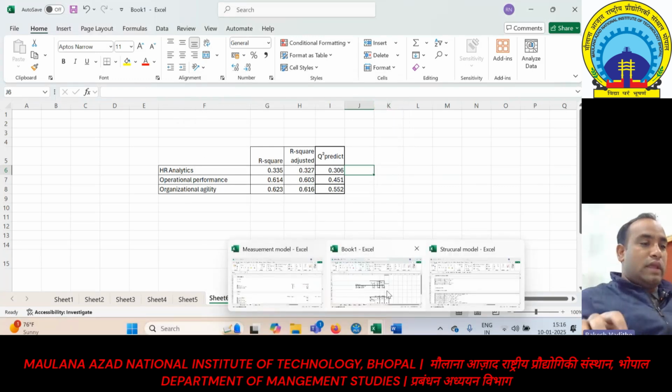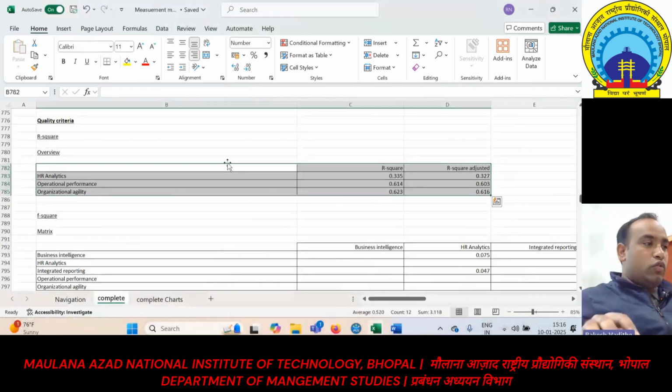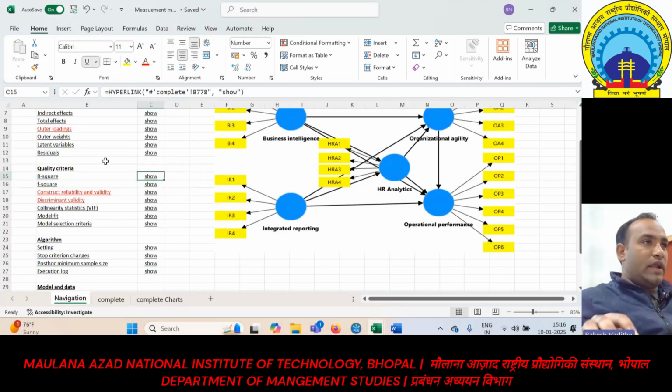Then the final table we are having is F square. Go to the measurement model. F square values are here.